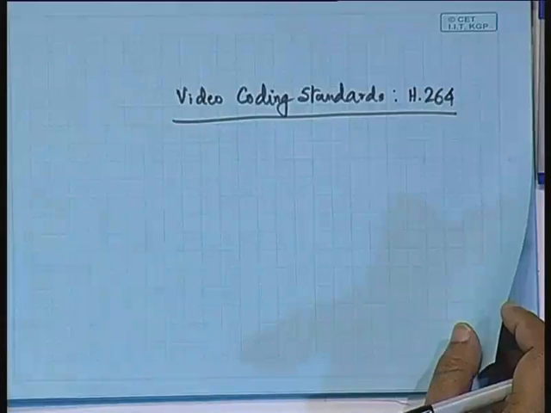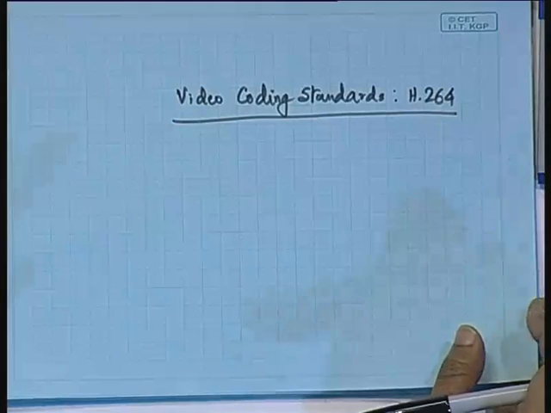And just before coming to H.264, we have to make some passing reference to some of the concepts of video coding, which have already been done in the previous standards. So, we will take some reference of the previous standards and then talk about this. Let us now come to one or two very important aspects of video coding.